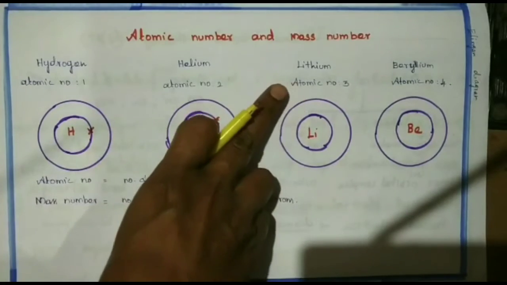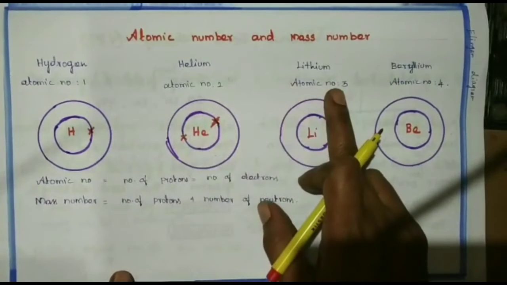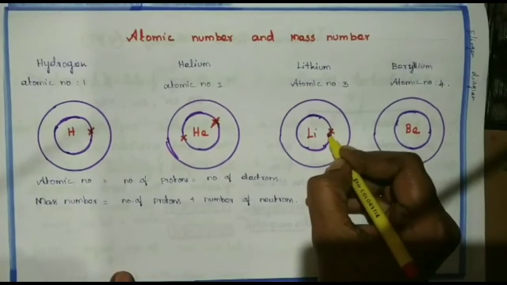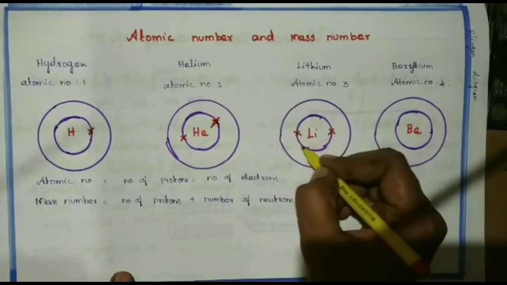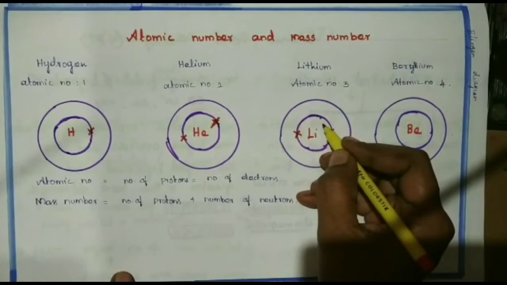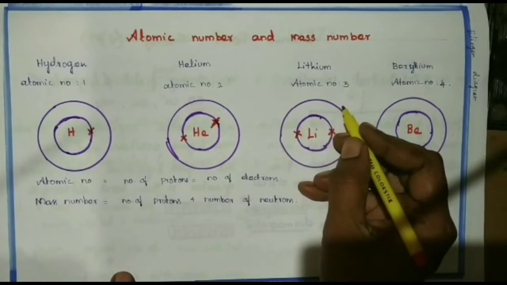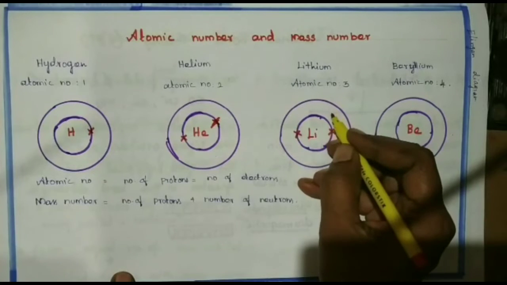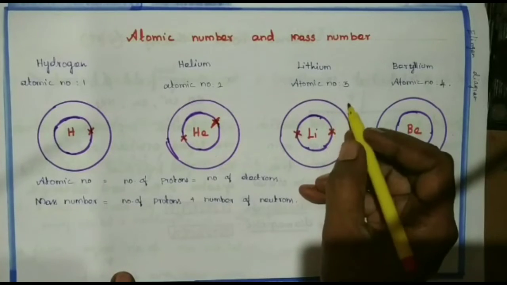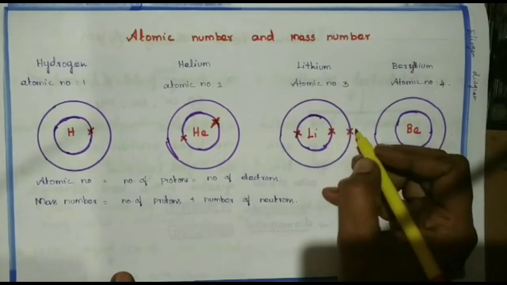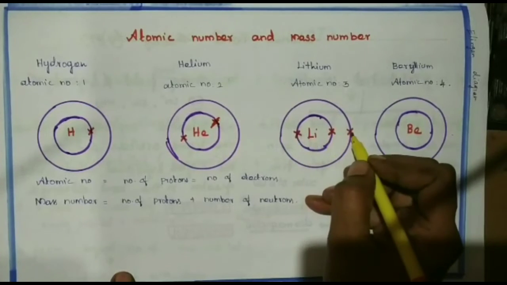Okay, then next one, atomic number is 3, lithium. So here 3 electrons. In the first shell the capacity is only 2, so the remaining electrons are present in the next shell. The second shell capacity is 8. So here the capacity is 8, and the remaining only 1 electron is present. So in lithium, 1 to 3 electrons. That is the atomic number.